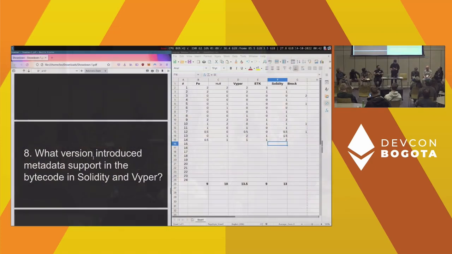Next question. What version introduced metadata support, or metadata, depending on how you pronounce it, for Solidity and also Vyper? So what version introduced metadata support in Solidity and in Vyper? Two questions, in Solidity and in Vyper. You should know.